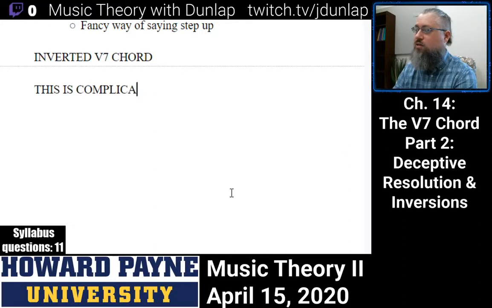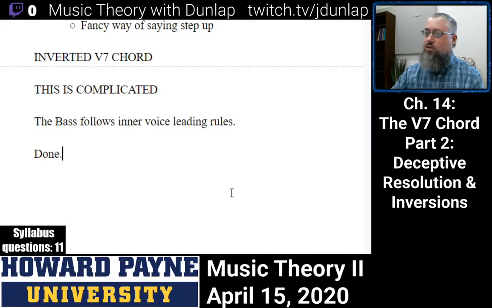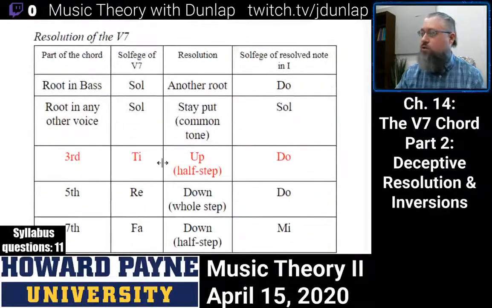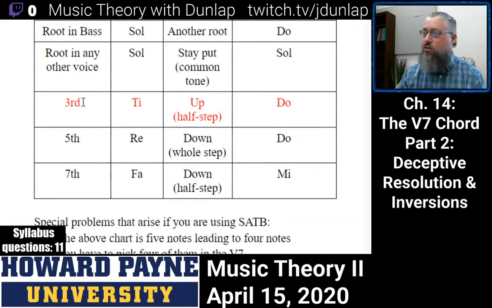This is complicated. The bass, let's capitalize bass because I'm OCD, follows inner voice leading rules. Done. So whenever the bass inverts, it's going to follow the chart that we made. So if the bass is on the third, it's going to go up. If it's on the fifth or seventh, it's going to go down.